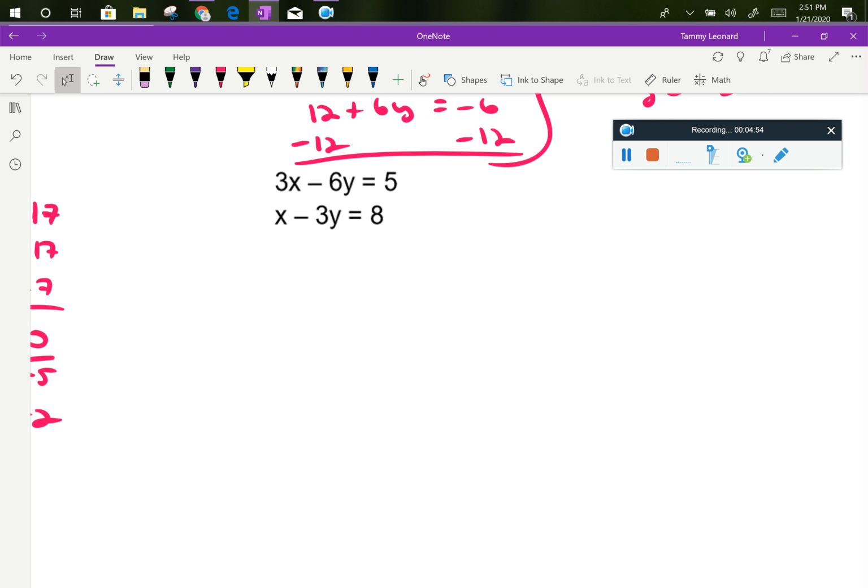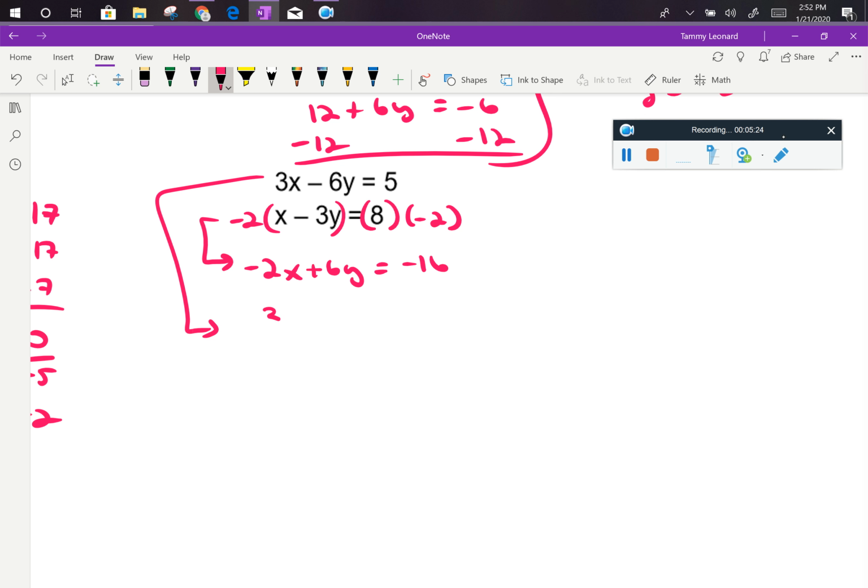Right away, I see that my signs don't have any easy opposites. So I am going to have to multiply a negative number, and I can either choose to multiply the bottom equation by a negative 2 to make the y's match, or by negative 3 to make the x's match. Let's go ahead and use negative 2 because it's just a little bit smaller. So my bottom equation becomes negative 2x plus 6y equals negative 16, and my top equation just comes down to be right next to it.